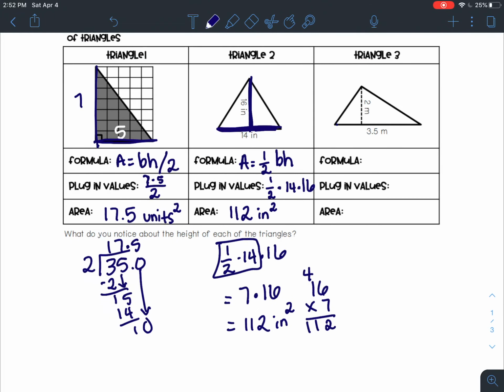The next one, I have a base of 3.5 and a height of 2 meters. So again, I have base times height divided by 2. We have 2 times 3.5 divided by 2. Now if I double the 3.5, so 3.5 times 2, I get 7. And 7 divided by 2 gives me 3.5. So we have 3.5 meters squared.